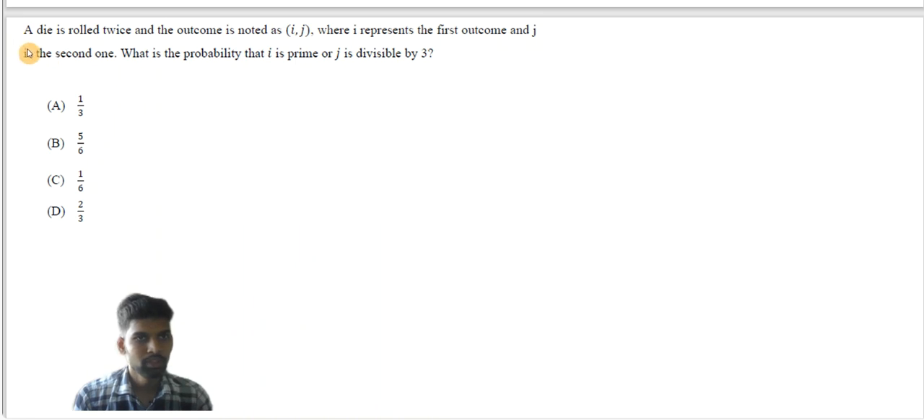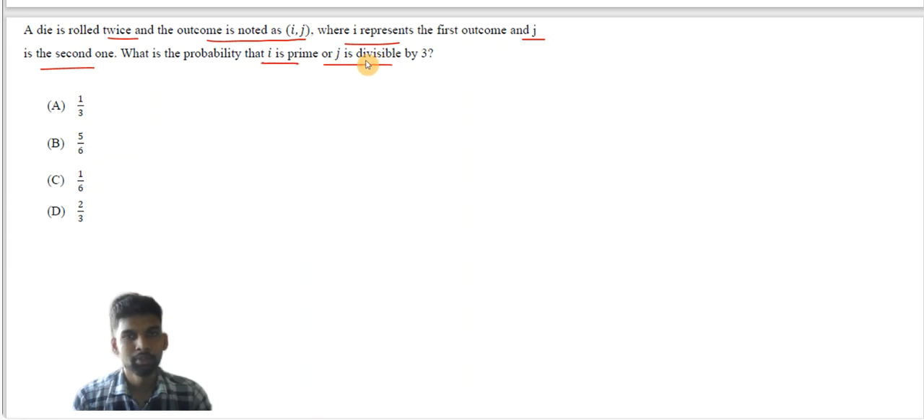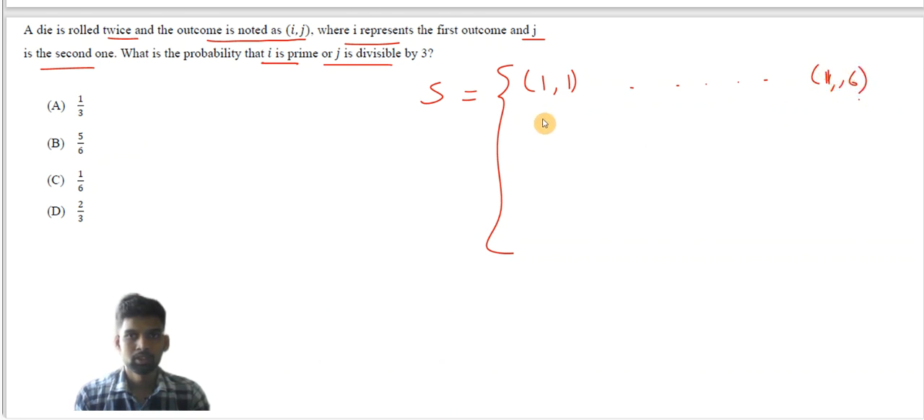A die is rolled twice. The outcome is noted as (i, j). So the sample space that I have written above, the same applies here, where i represents the first outcome and j represents the second one. What is the probability that i is prime or j is divisible by 3? In the sample space, similarly we have 1 comma 1 till 1 comma 6, up to 6 comma 1, 6 comma 6.